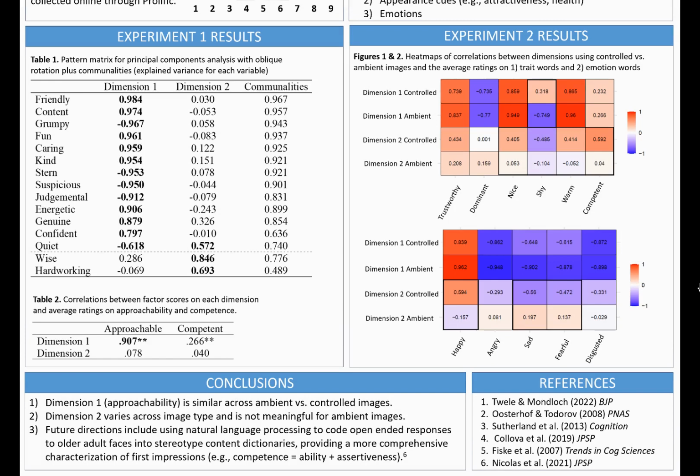So these data are consistent with evidence that the primary dimension underlying first impressions is valence, a dimension that holds across face categories as well as perceivers. However, the second dimension is more malleable, and past studies have shown that the second dimension varies with face category, which perhaps suggests a role for learning.